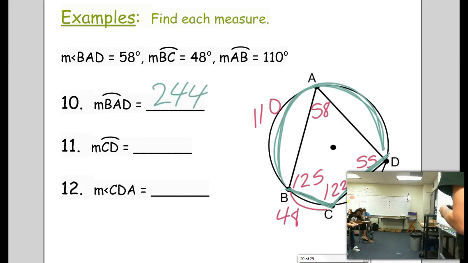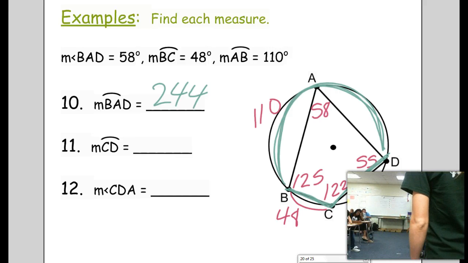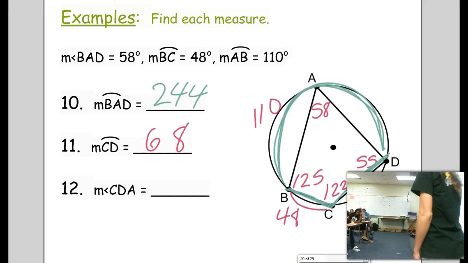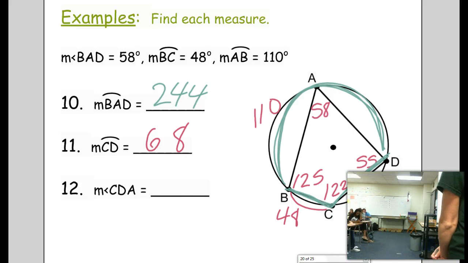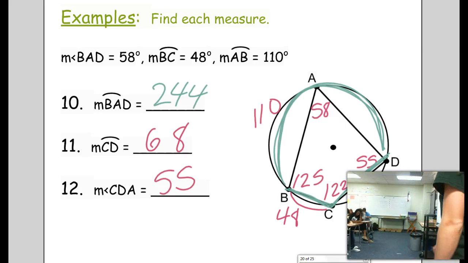Alright, arc CD. Uh-oh. We don't have any angles that open up to arc CD. So we're gonna have to add 244 plus 48 and subtract from 360. Okay, good. Good job, guys. Last one, angle CDA. We've totally already found it. Angle D, 55. Thanks to Omar.